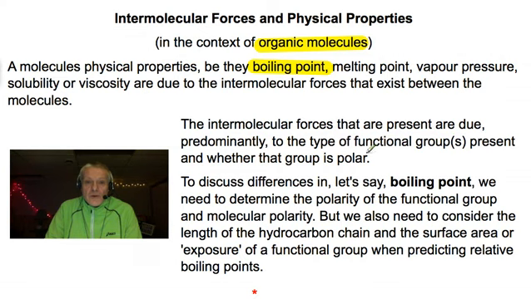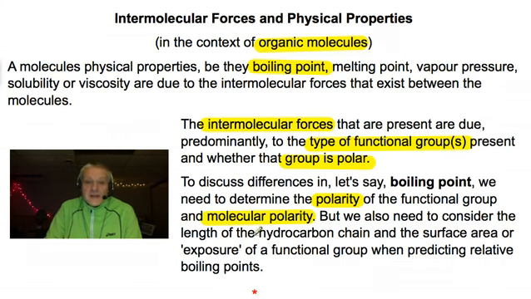So when we look for intermolecular forces, we first have to look at the type of the functional group and whether that group is polar or not. So a polar functional group is going to influence intermolecular or physical properties far more than a nonpolar functional group or nonpolar molecule. So if we want to talk about boiling point, we look at polarity of the functional group, and then we ascertain molecular polarity.